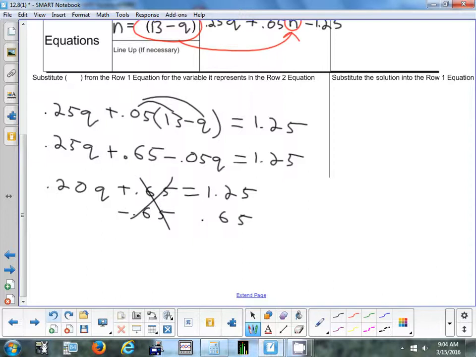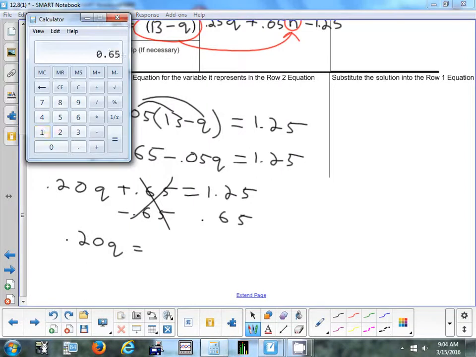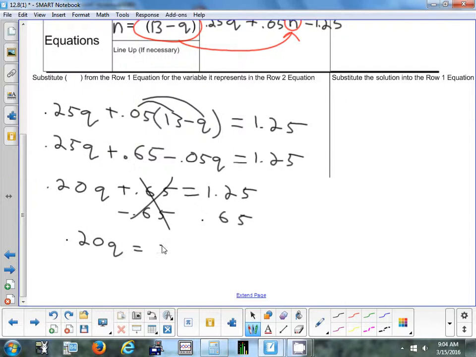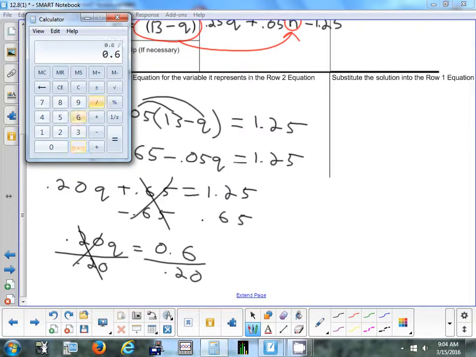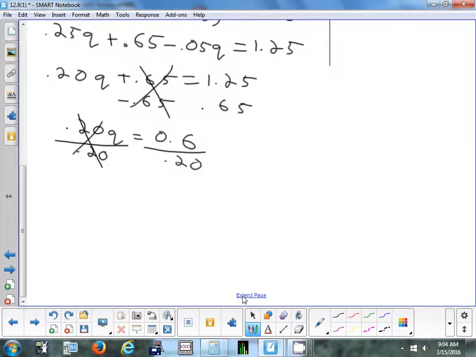Subtract the 0.65. Okay, 0.20 Q stays right where it is. I'm just going to use my calculator. 1.25 minus 0.65 is 0.6. And what's my last step to get Q by itself? Divide by 0.20. Nice job. 0.6 divided by 0.20 gives me 3. So what does that mean? 3 is what? What coin? Quarters.